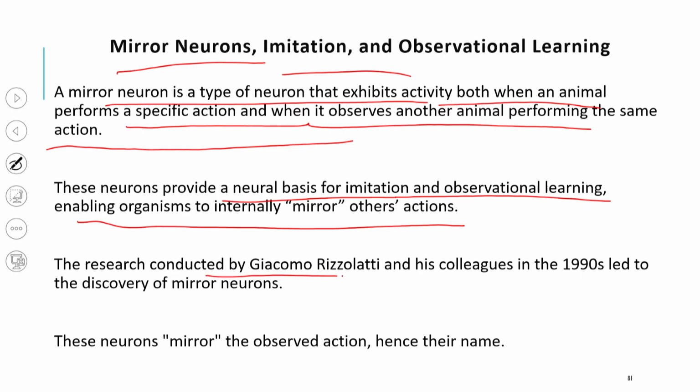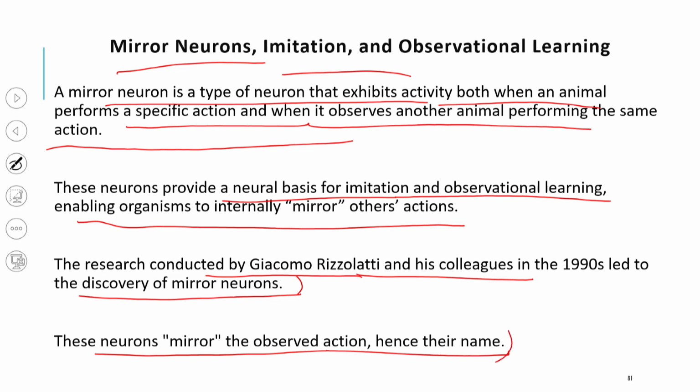The research conducted by Rizzolatti and his colleagues in the 1990s led to the discovery of these mirror neurons. They were doing some experiments with monkeys and kind of accidentally discovered mirror neurons. These neurons mirror observed action, hence the name mirror neurons.